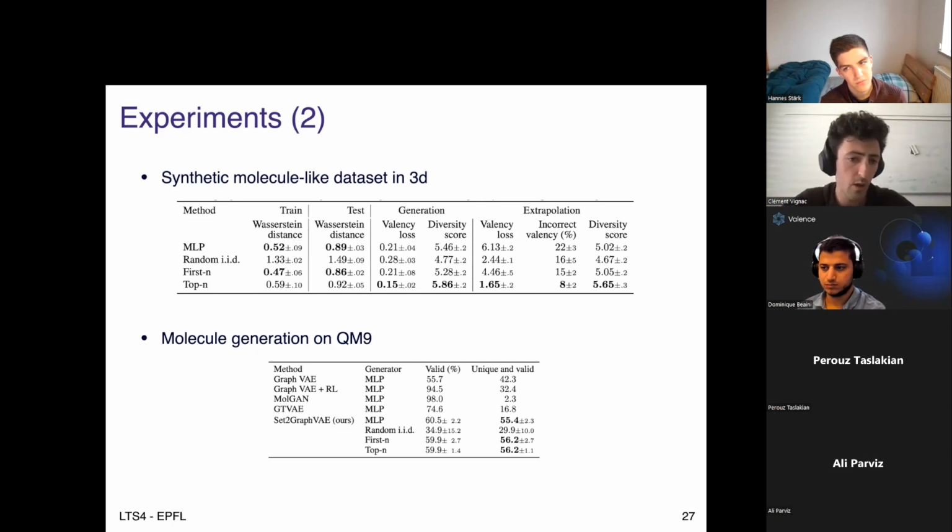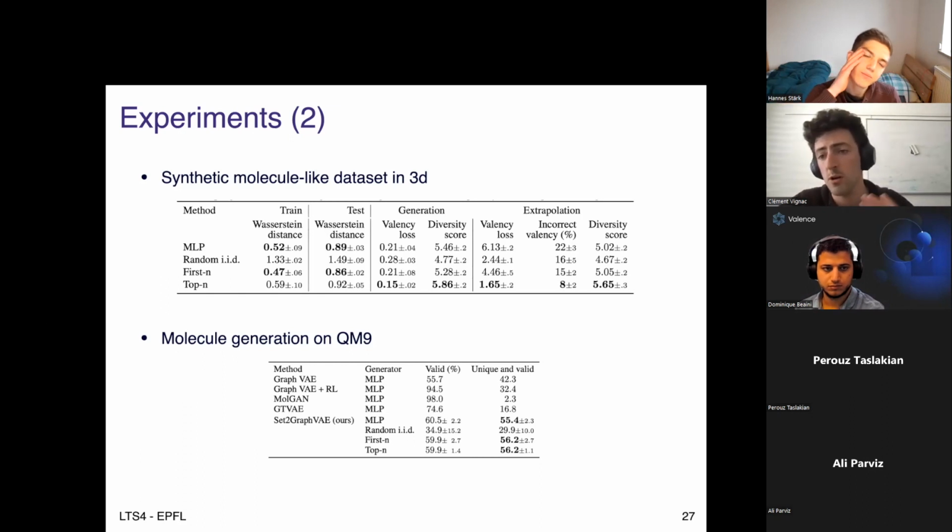and the number of neighbors is constrained to look a bit like a molecule. What you can see in general is that MLP and first n are slightly easier to train. They have better reconstruction metrics, but they tend to overfit, and the generation quality is not so good. Top n has better generation quality overall. And if you try to extrapolate and generate a larger set, then top n is clearly better. You can see here that independent sampling extrapolates quite well, but it's so hard to train that overall the metrics are not good.